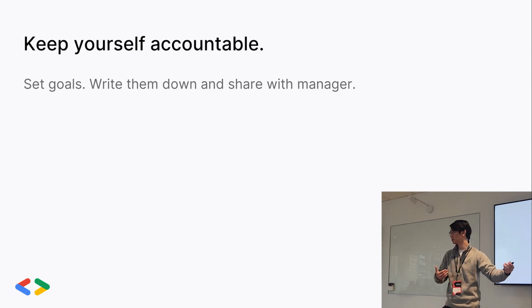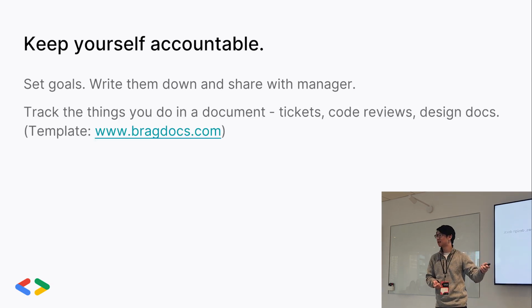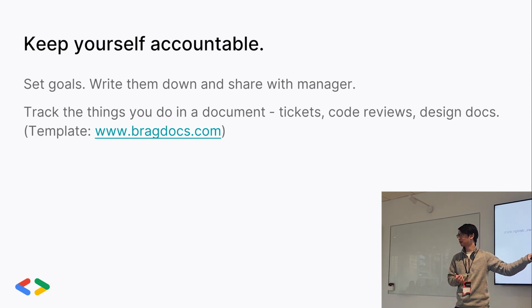And if they don't, then hold them accountable and say, hey, I said I wanted to work on this. I'm not getting a chance. Can I start working on things that are relevant? And you want to track the things that you do in a document. Every single thing that I do, every commit, every code review, every design document that I write goes into a single document. An example is called Brag Docs. You can take a look at that. This needs to be a listing of everything that you've done.